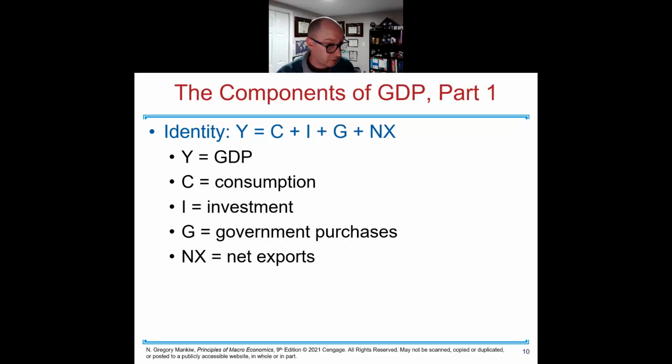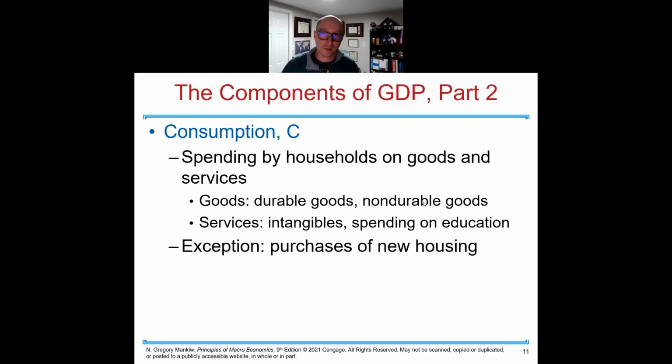So the whole equation together is gross domestic product equals consumption plus investment plus government purchases plus net exports. Okay, we're usually always trying to solve for Y, gross domestic product. So breaking it down a little bit further, consumption, as I had mentioned, is the use of goods and services. It's represented by the spending of households on goods and services, the consumption of goods and services.